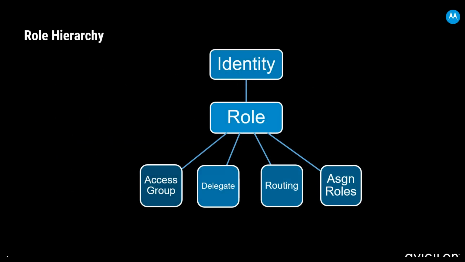So just to take a look at the hierarchy of a role, one of the things that's different with ACM versus maybe some other access control systems you all are familiar with is that access groups don't get assigned directly to identities. Access groups are assigned to roles, and then roles are assigned to the identity. And same with delegations, routing groups, and of course the ability to assign roles to other identities.